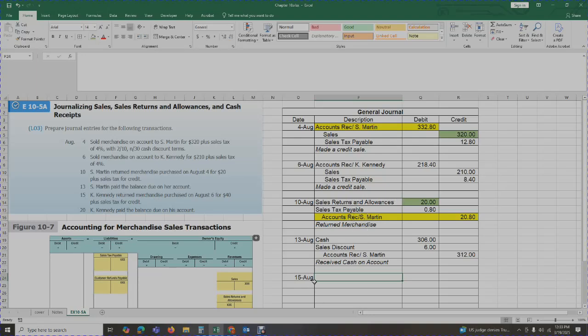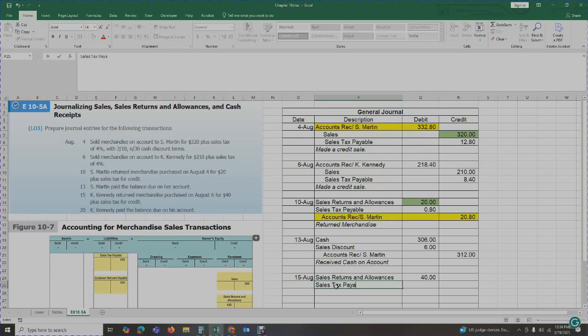So what are we going to do for the returns? We're going to debit sales returns and allowances, okay? The amount of the return for the August 15 entry is $40, okay? We're also going to give back the taxes. So we're going to debit our sales tax payable, okay? Because we have to give them back the taxes.